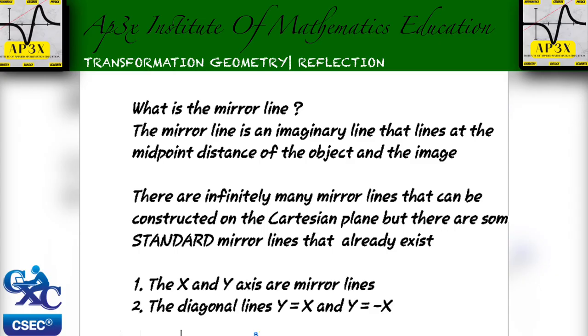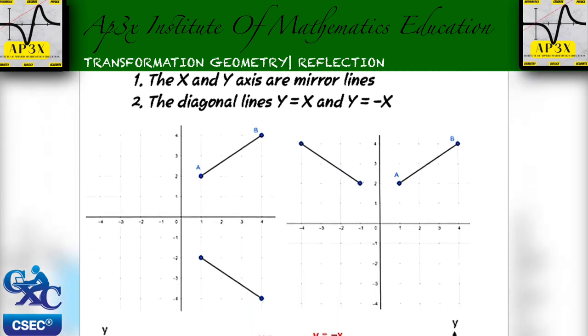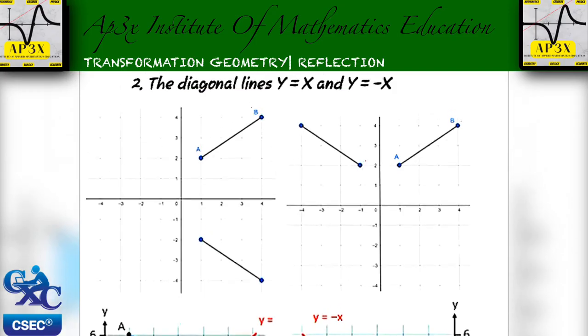Now there are infinitely many mirror lines that can be constructed on the Cartesian plane, but there are in fact some very standard mirror lines that already exist, and that's what I had mentioned earlier, where we have, for example, here the x and y axis are mirror lines, and we have the diagonal lines y equal x and y equal negative x.